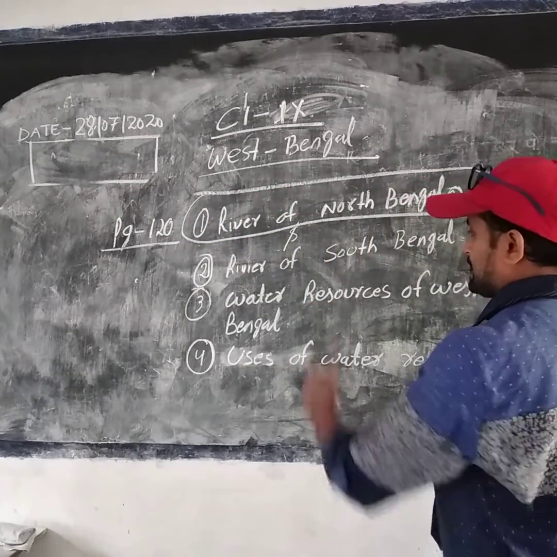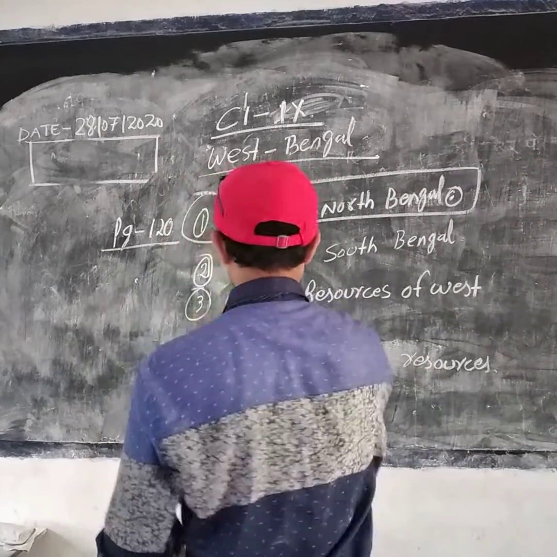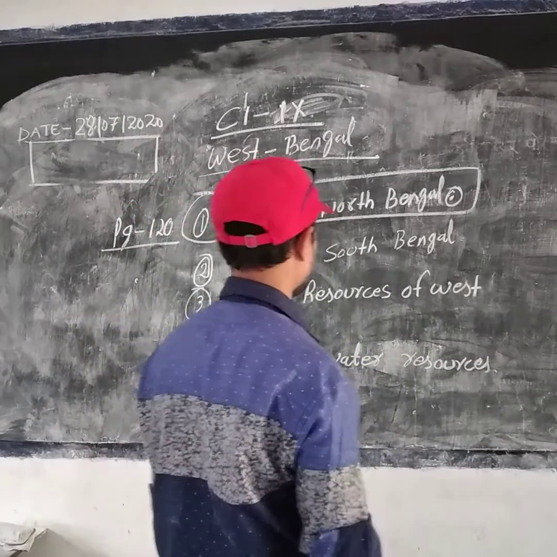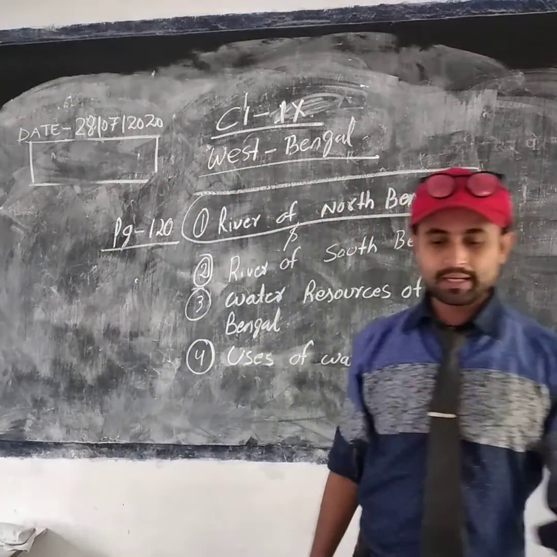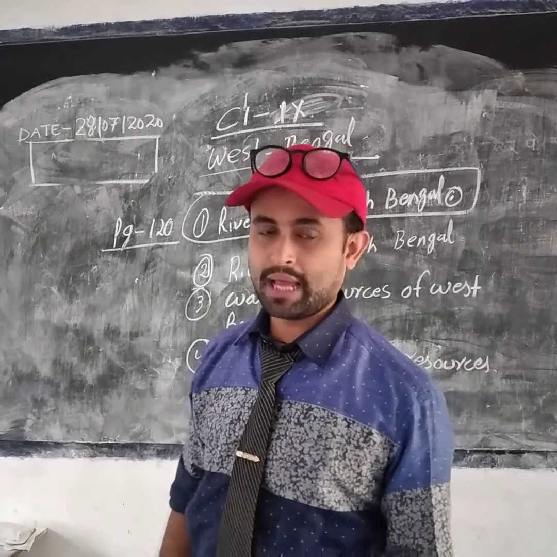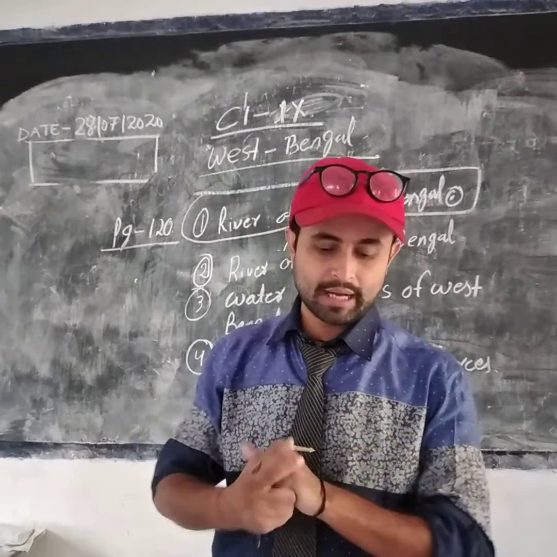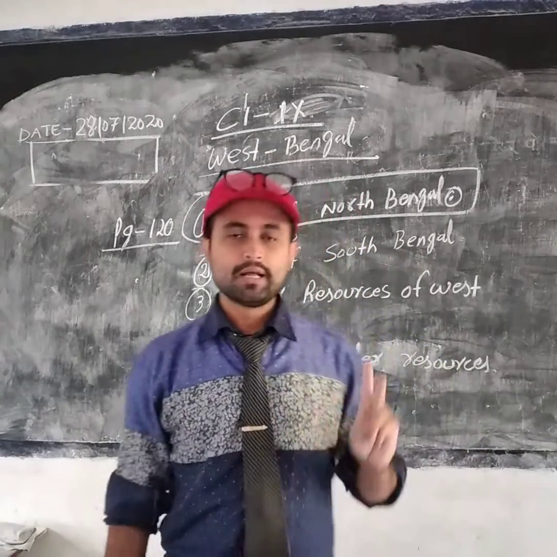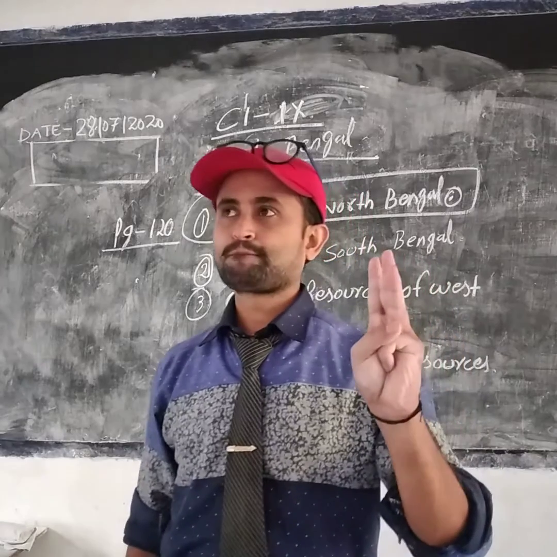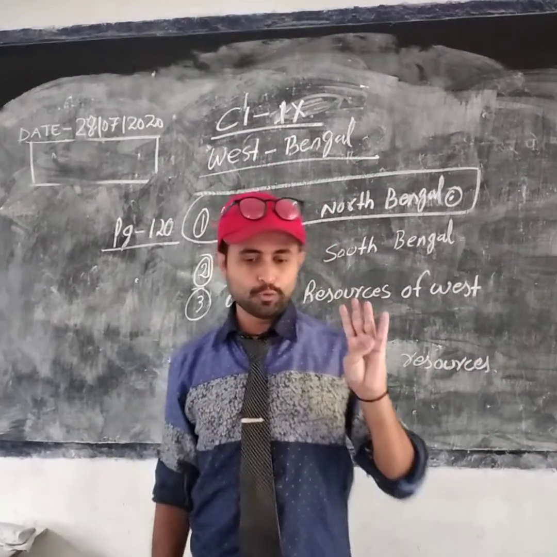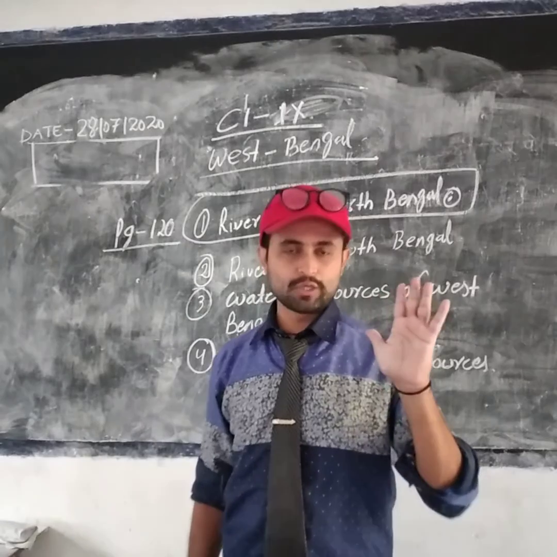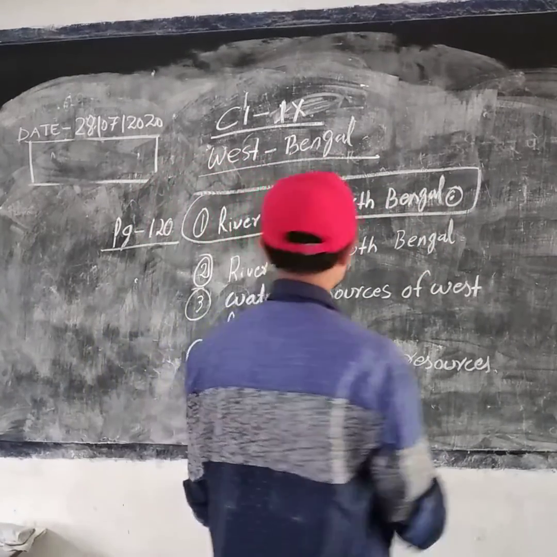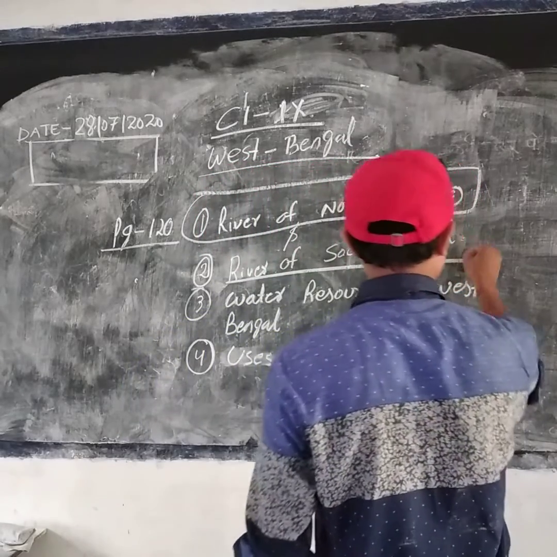Now let's see the second point, rivers of South Bengal. We are going to write the names first, and after that the same things which we have done for the North Bengal rivers. Number one we will write Hooghly river, yes or no? Number two, Damodar river. Number three, Rupnarayan. Number four, Bhagirathi. Number five, Ajay. Ajay is not the name of a person here. It's a river.